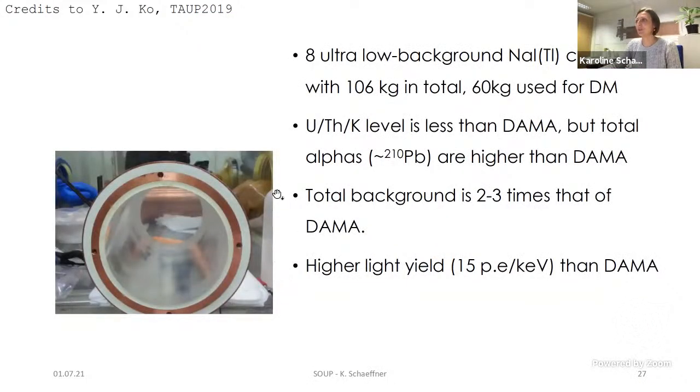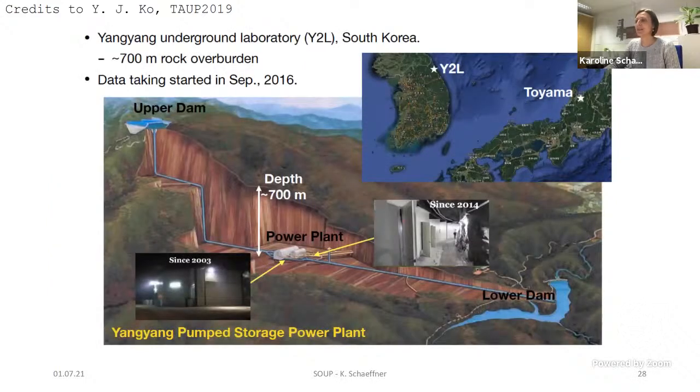Yeah, just also a few words on how many crystals they have. So they have 8 of these shown here. The overall background is 2 to 3 times higher than the one of Dharma, so it's similar to Anais, and they also have a high light yield of around 15 photoelectrons per keV. And yeah, this is where they are located.